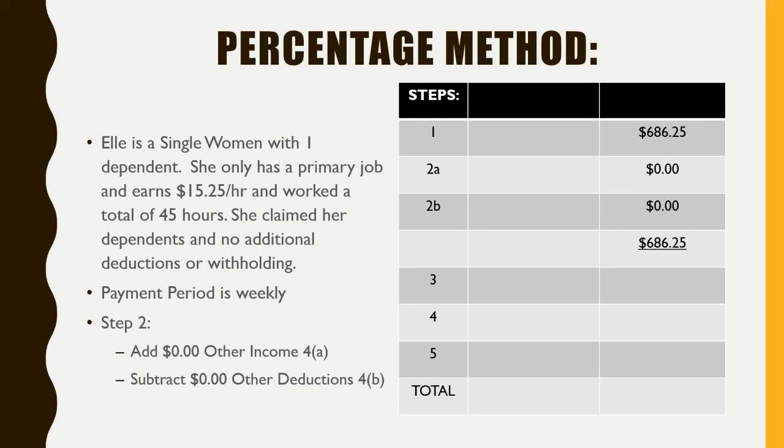Now, we already said she doesn't have any extra withholdings or any extra deductions. She only has one job, right? So in this case, this second portion is going to say you have to add any extra income, which in this case, she doesn't have any. And then the second one is subtract any deductions, which she doesn't have any. She doesn't have any marital or child support deductions, none of those extra deductions. So in this case, there you go, 0 for that, so you subtract 0. That means her total amount that is subjected to be taxed is going to be that $686.25.